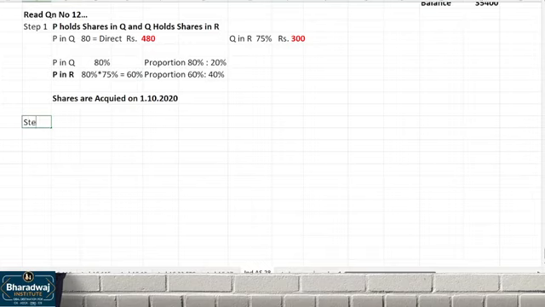What is step two? Fair value of which one? Net assets we want as on what date? 1/10/2020 we want. For which company? Q and which one? How to find out? Assets minus liabilities we can take, share capital plus reserves we can take. But to do share capital plus reserves, because shares are acquired in the middle of the year, try and see.